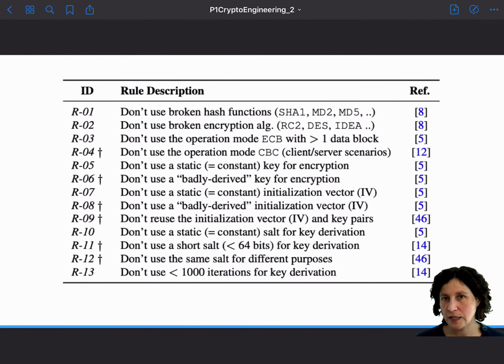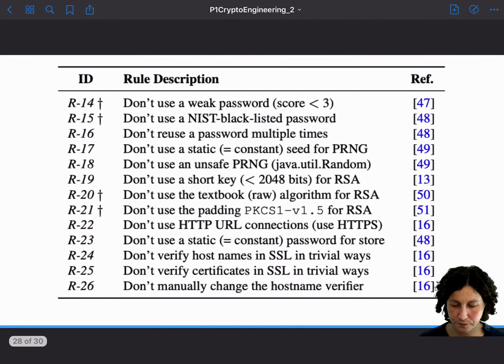Badly derived keys, so non-standard key derivation functions, they checked for that. Badly derived or constant IVs, they checked for that. Reuse of IVs, they checked for that. Salts for hashes or key derivation, they checked for bad randomness here, and so on. So you can see the typical things that we definitely covered largely in the cryptography course, and I hope you would have covered also in system security. They simply checked for these.